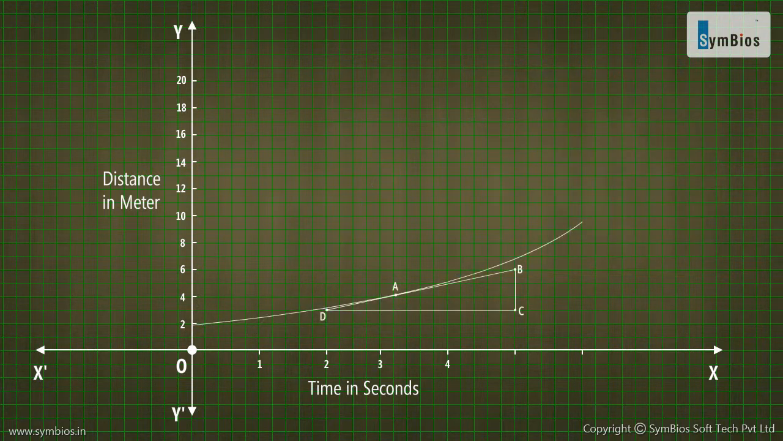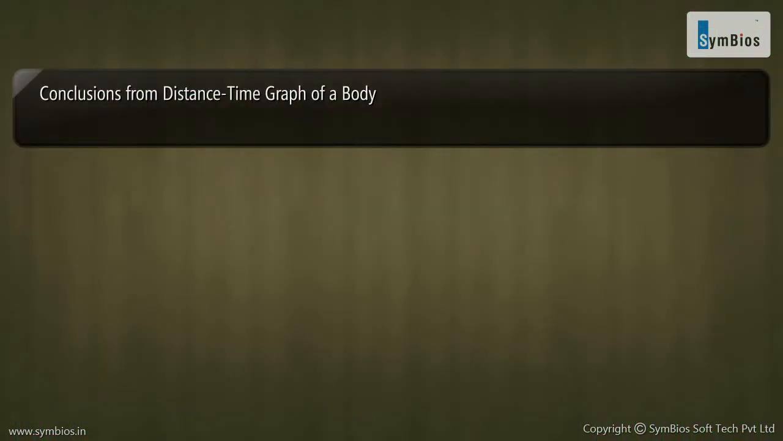Whereas when the speed of a body decreases with time, the slope of the distance-time graph also decreases. Conclusions from the distance-time graph of a body.